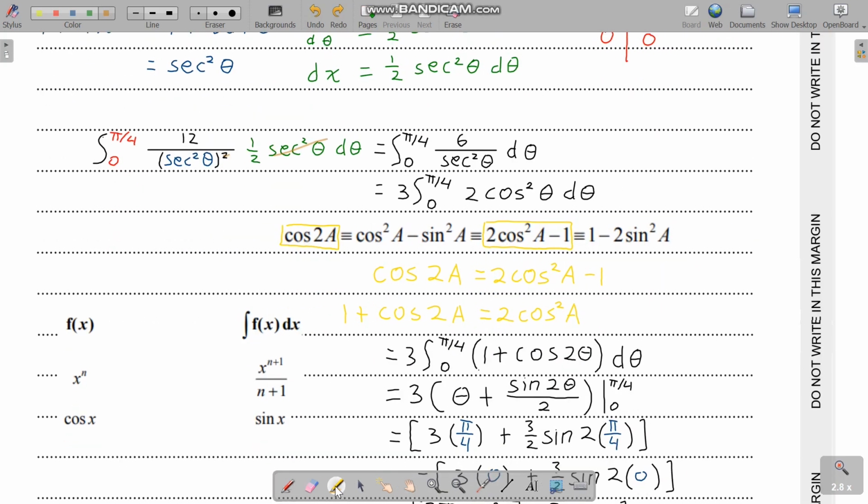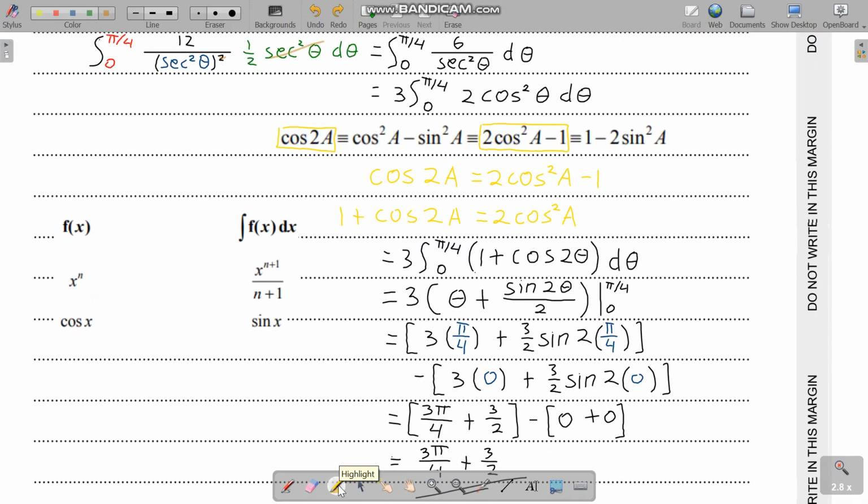We replace 2 cos squared a, because of this, with 1 plus cos 2 theta. Okay, so we're using theta here. So now we integrate 1 with respect to theta, we get theta. We integrate cos, so the integral of cos is sine, so sine 2 theta divided by 2 because of the chain rule. And now we plug in pi over 4 and 0.